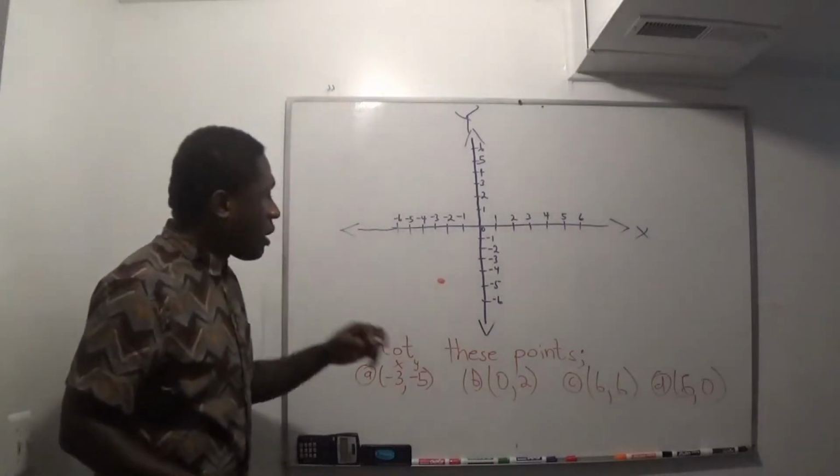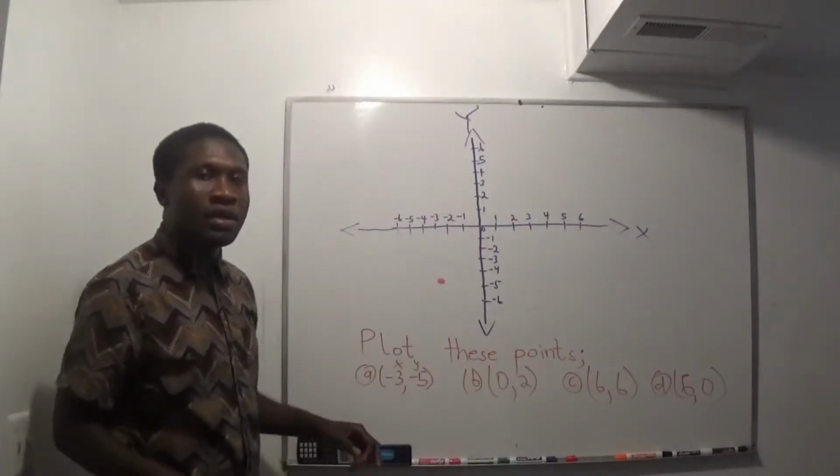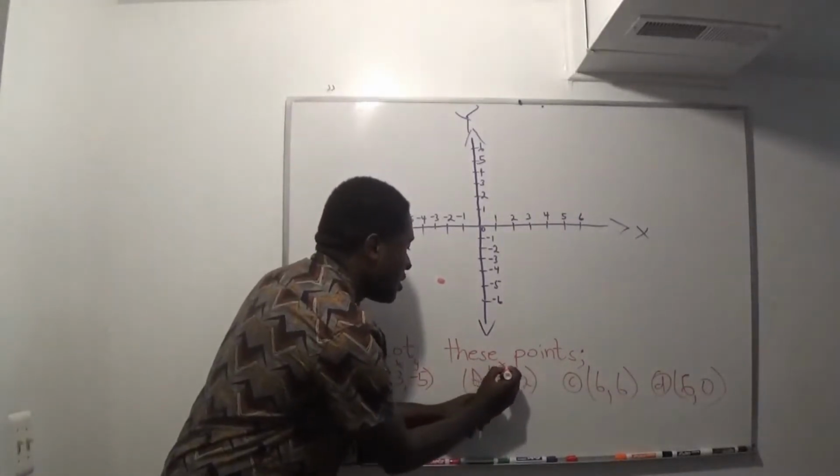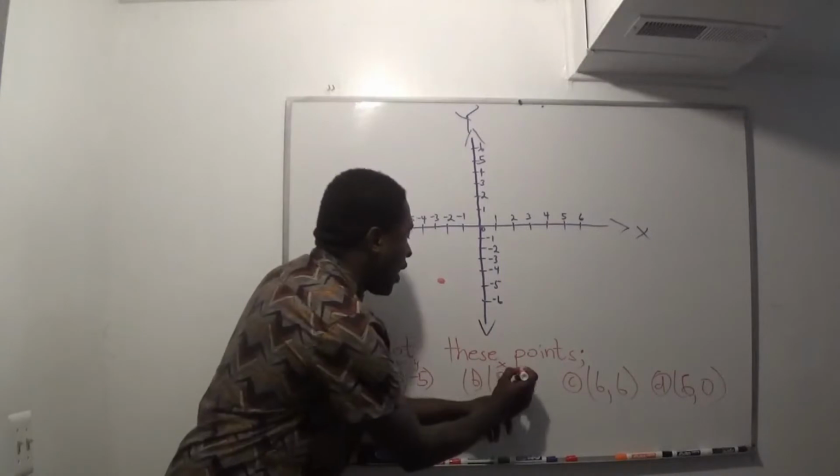Okay, so what about 0, 2? This is how you plot it. We know the first number is your x. The second one is your y.